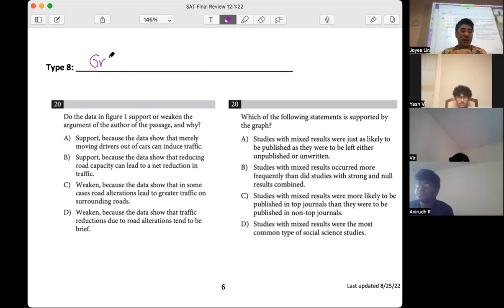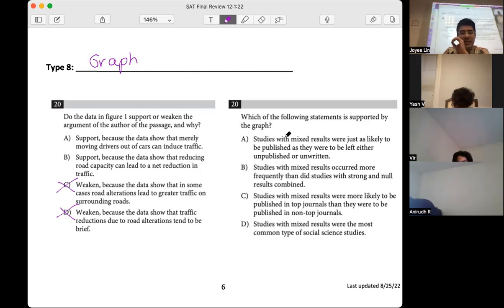So for question 20, that's easy, right? Do they support or weaken? What do you think is more likely? Support, right? Why would you give answers that contrast, right? So then whatever the answer is, it's either A or B. So you can eliminate really easily there.